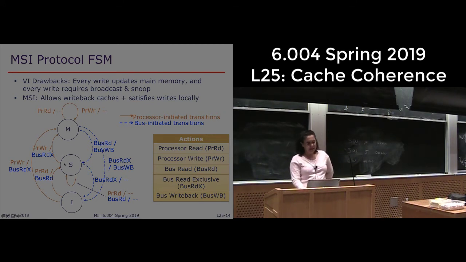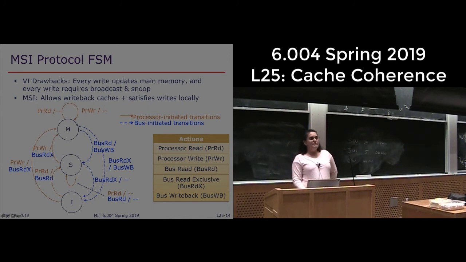Okay? If instead of just reading, my processor wanted to do a write, then the bus action that I need to perform is called a bus read exclusive, meaning I'm requesting exclusive access to this address of memory, okay? And so if I do a bus read exclusive, then I can go straight to the modified state, meaning I am the cache that has permission to modify this location in its cache.